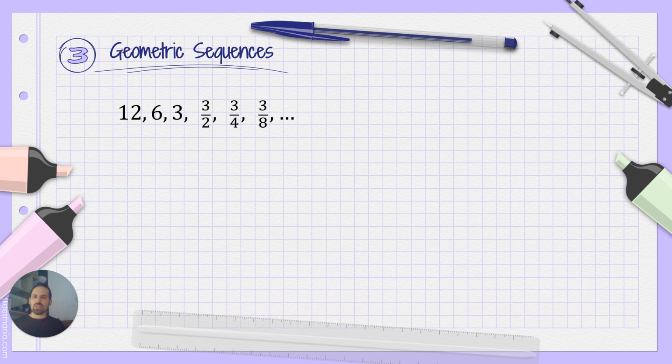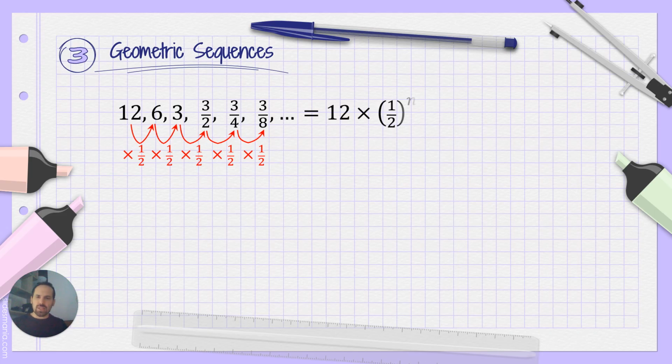So here you see we've got something that's going 12, 6, 3, then 3 over 2, 3 over 4, 3 over 8. You might be able to spot that that's basically dividing by 2 each time. But the general formula we have is working with multiplication. So we could think of this more in terms of multiplying by a half each time, which is the same thing as dividing by 2. And so the general formula is going to be 12, the first term, multiplied by the common ratio of a half to the power of n minus 1. So here we go, we've got a nice formula for that one.